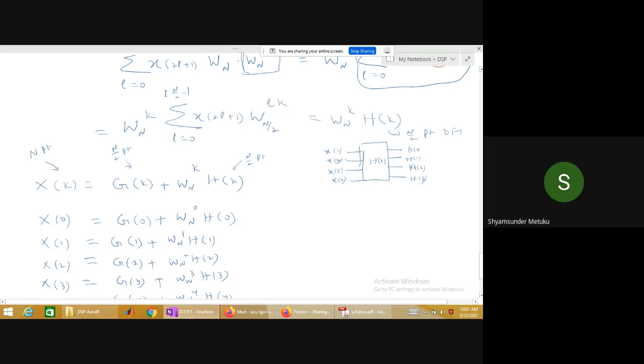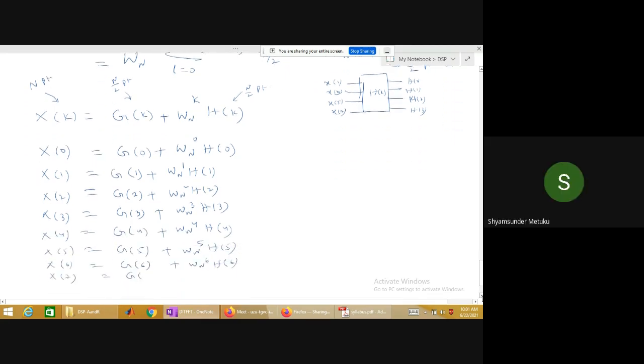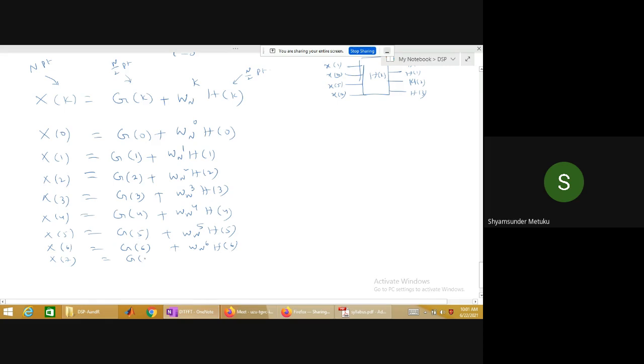Samples already where summation has taken care. The other summation has taken care of other samples. It is going to take care of only the odd samples, isn't it? Ultimately, you are adding both of them here. G of k is taking care of even samples. The H of k is taking care of odd samples. Together it becomes 8 samples again. Now the last sample is G of 7 plus W_N to the power of 7 H of 7.